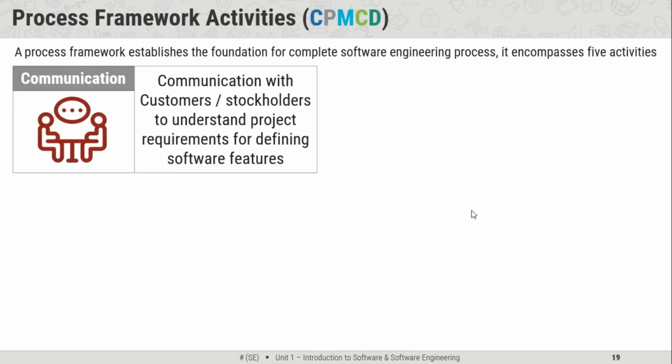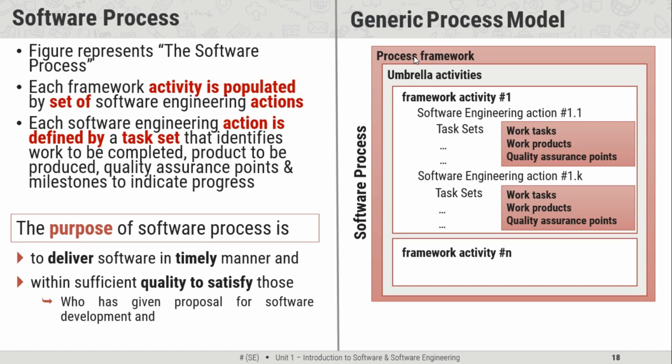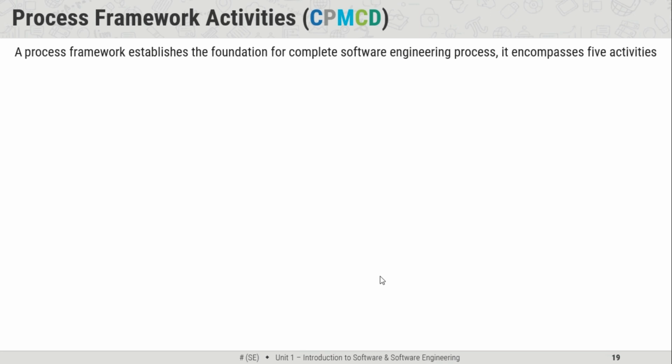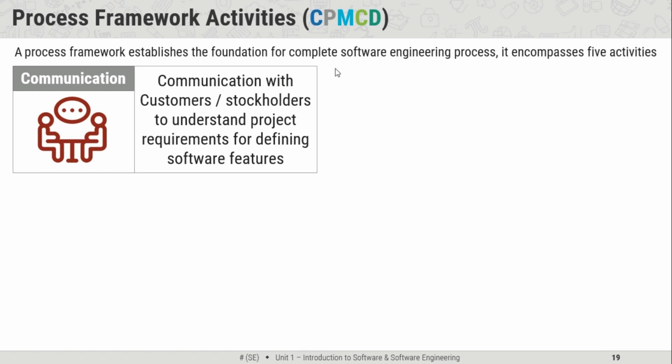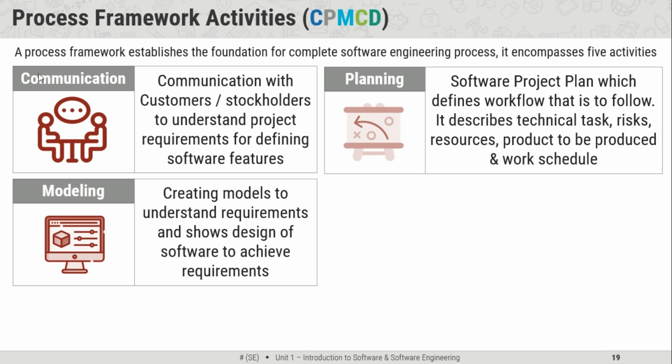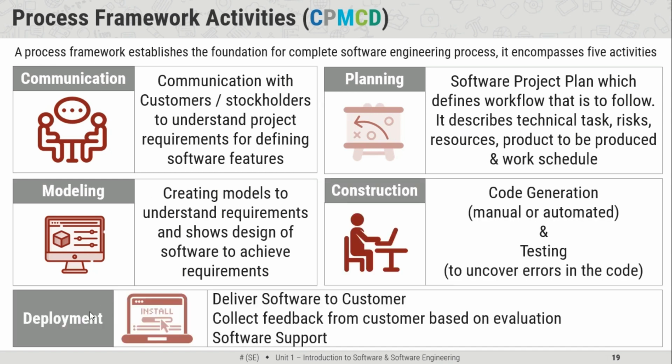So let's understand what we have in this process framework. These are the process framework activities, the activities which we can see. A process framework establishes the foundation for complete software engineering, and it encompasses 5 activities: communication, planning, modeling, construction and deployment. Communication is the very first activity, where we communicate with customers or stakeholders to understand project requirements and define software features.